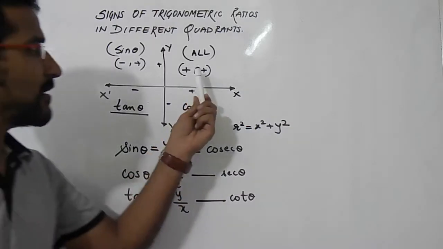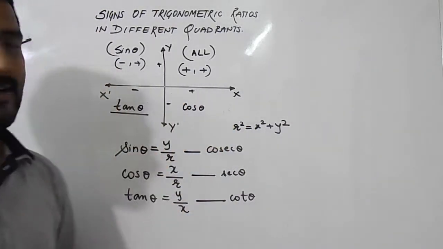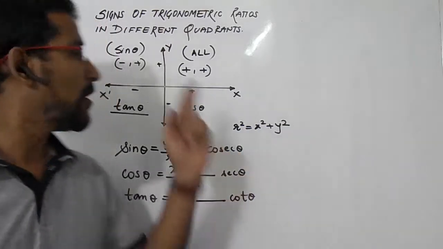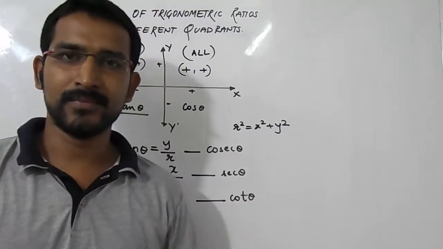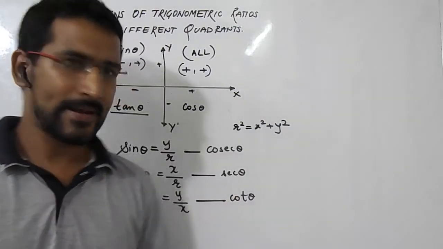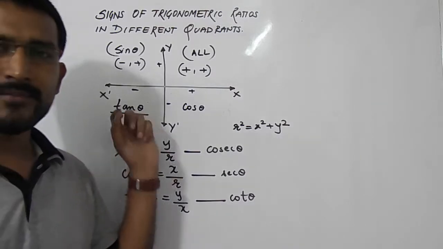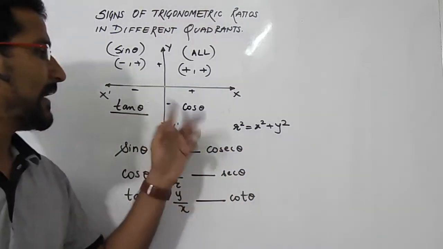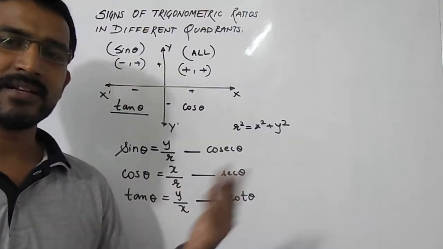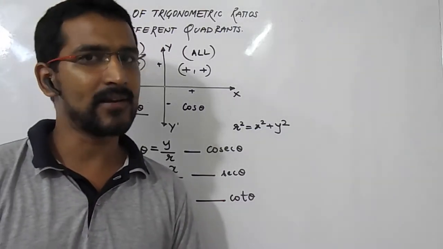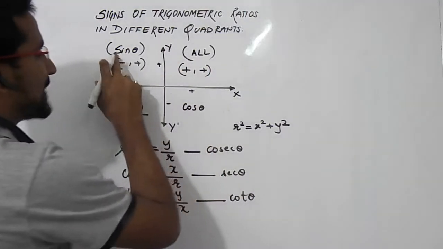So in the first quadrant all the functions will be positive. In the second we get sine positive and all others negative: sine and cosec will be positive. In the third quadrant we get tan positive, and in the fourth quadrant we get cos positive. Cos will be positive and also sec will be positive and other functions will be negative. So it's all, sine, tan, cos.